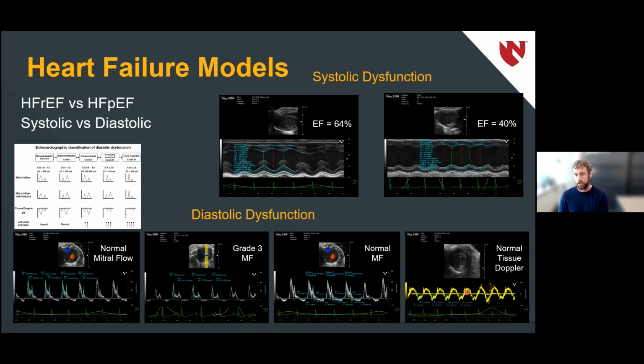And then finally on the right is an example of a normal tissue Doppler, where instead of measuring the blood flow into the heart, we put the gate on the ventricle wall next to the mitral annulus. And so here we're actually measuring the muscle movement instead of the blood flow into the heart.